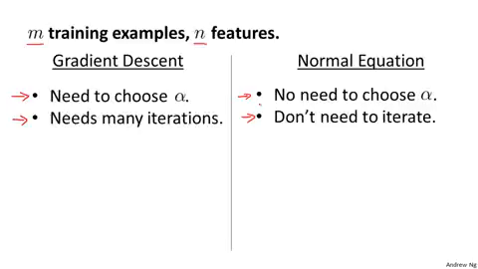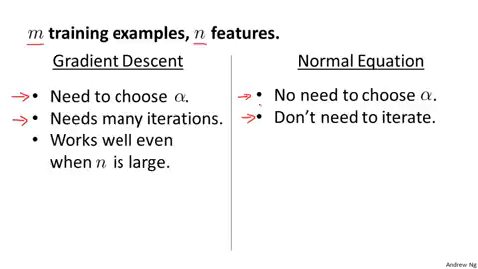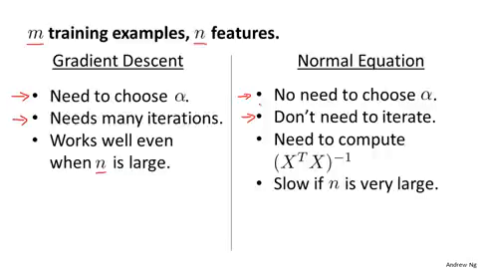Here are some disadvantages of the normal equation and some advantages of gradient descent. Gradient descent works pretty well even when you have a very large number of features. So even if you have millions of features, you can run gradient descent and it'll be reasonably efficient and it'll do something reasonable. In contrast, the normal equation, in order to solve for the parameters theta, we need to compute this term, X transpose X inverse.